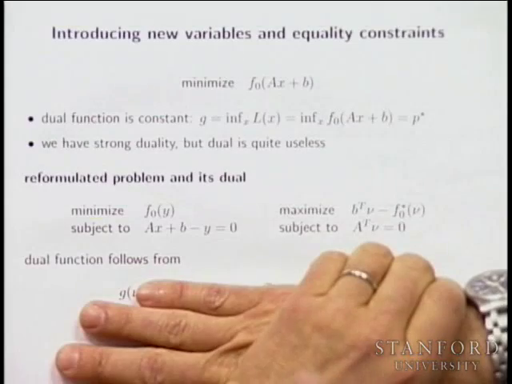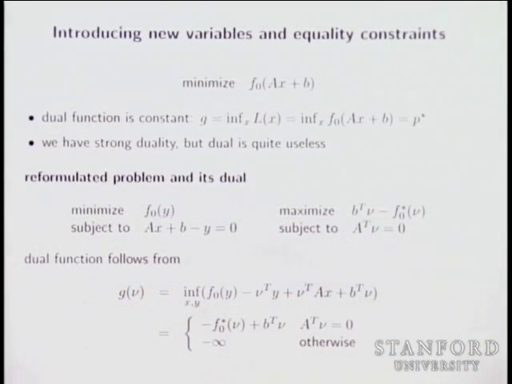So now let me tell you the good news. Good news is we have a zero duality gap. By the way, p star is an excellent lower bound on p star. As lower bounds go, they don't come better. But it's completely useless. It's a tautology. It's utterly useless. All right.